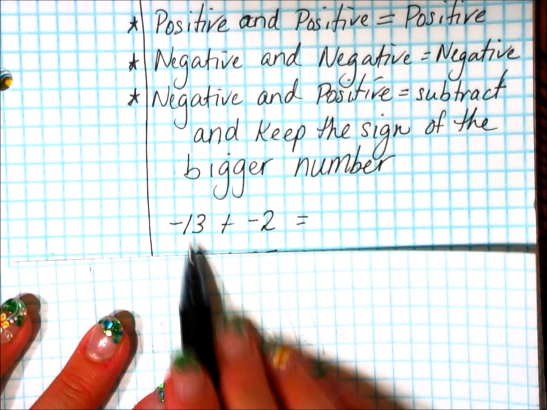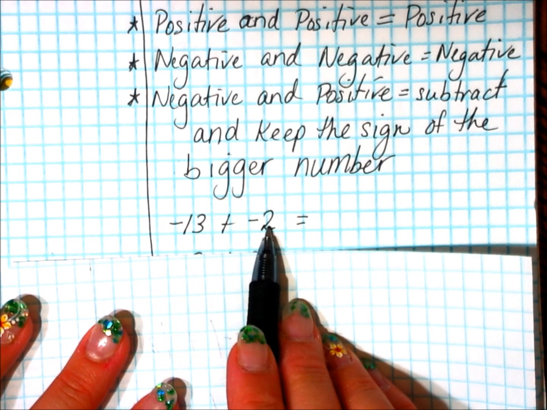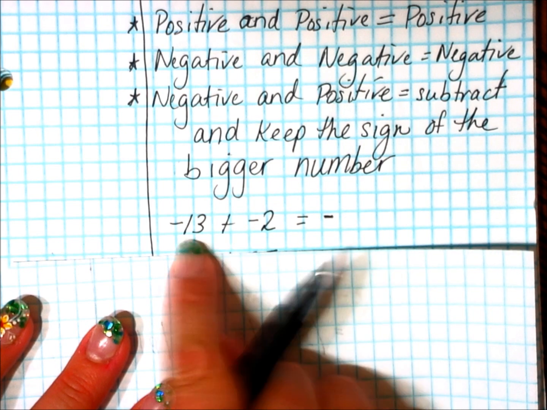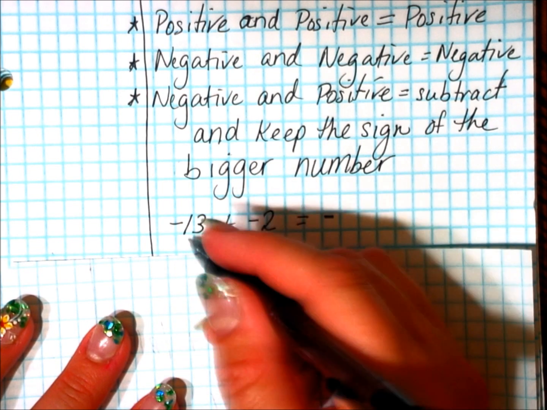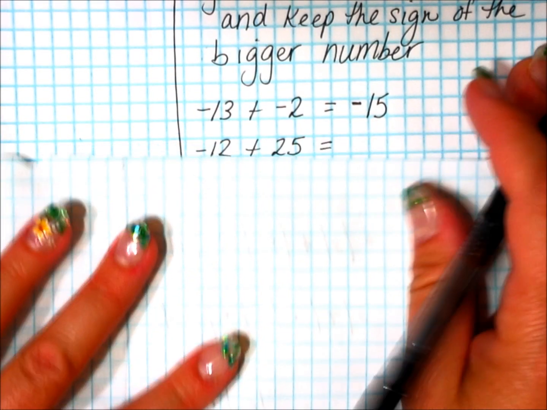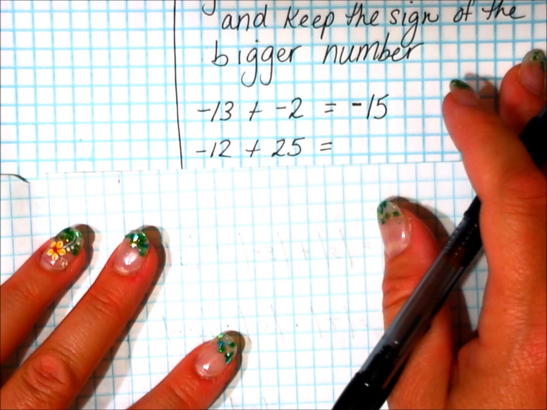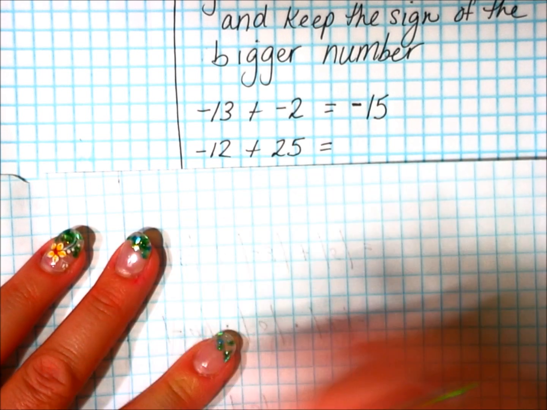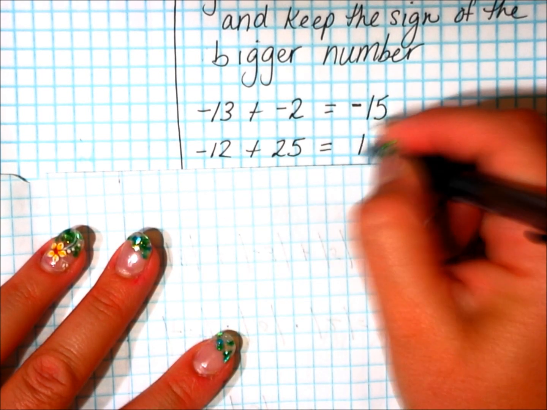Looking here, I have a negative and a negative, so that means my answer is going to stay negative. I'm going to add them together. 13 and 2 would be 15. Okay. One's positive, one's negative. I want to subtract the two numbers. So 25 minus 12 gives me 13.